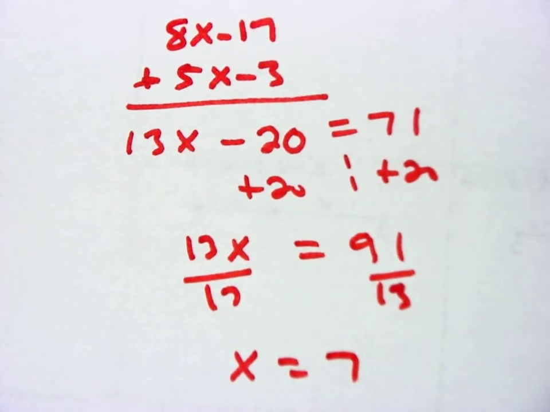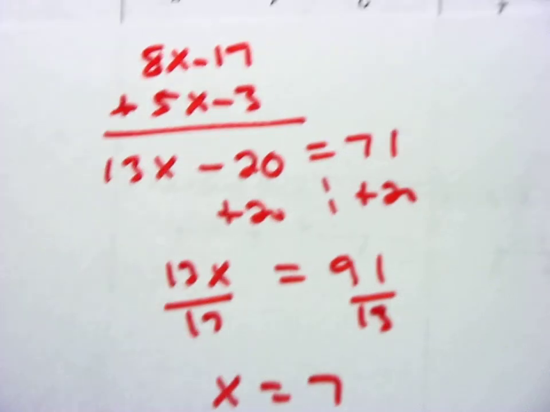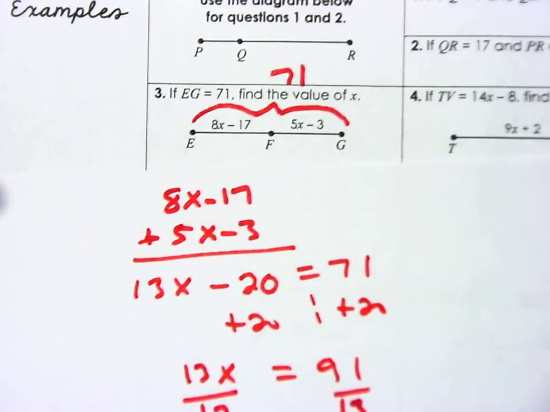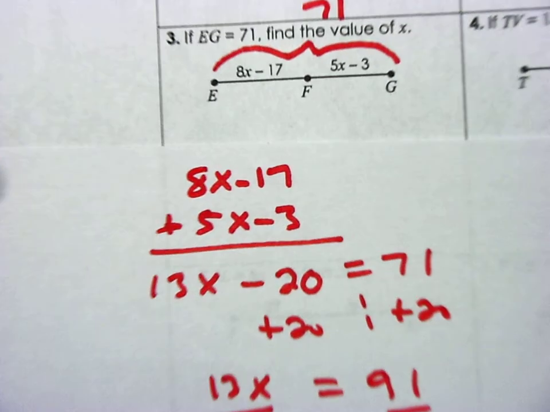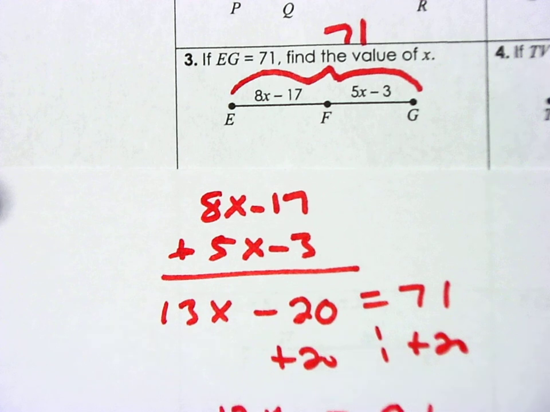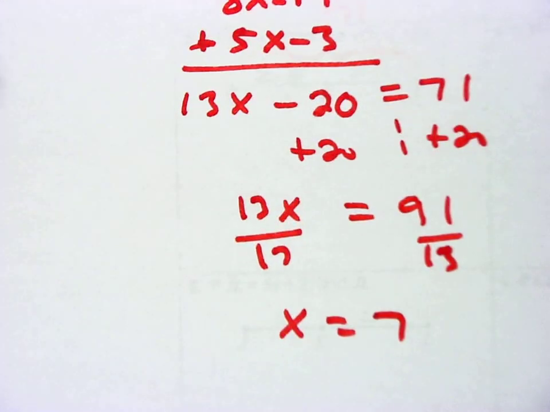Now, don't do a Mr. Mac. Make sure that's what they want. Let's go back to the question. Oh, the question did ask for x. Okay, they did ask for x. So then we're done. The answer is 7. Okay?